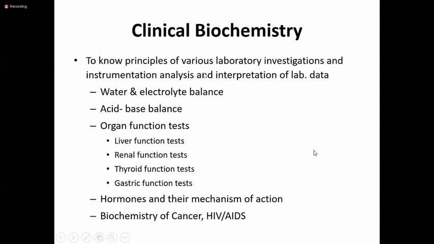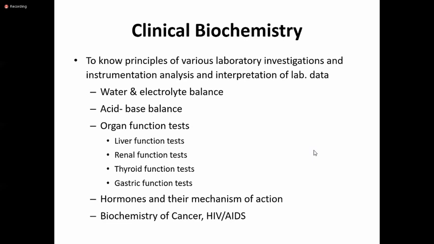The laboratory will give you a result that your blood sugar level is 200 milligram per deciliter. Now you should know how to interpret this, whether this level is normal or not. If this level is high, can we call it diabetes or not? Like this, you should also know how to interpret the laboratory data.